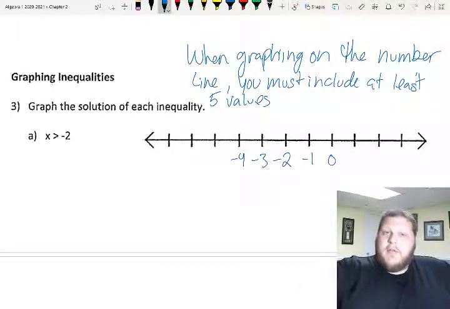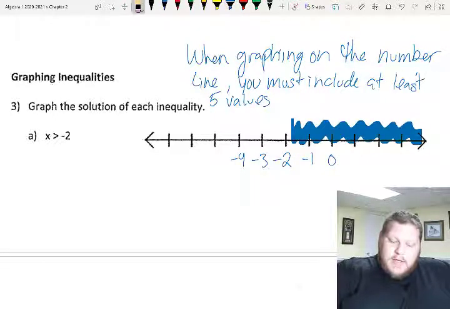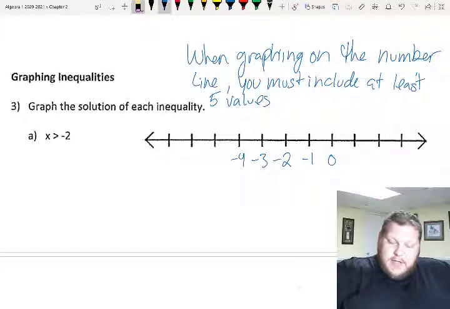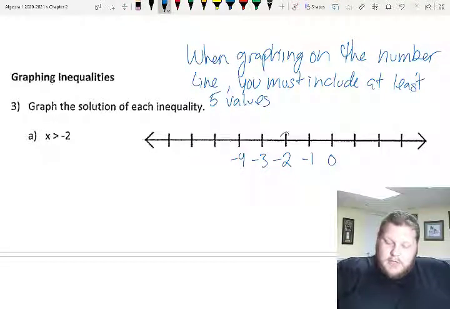If I'm going to graph this boundary, if I'm going to talk about all of the x values that are bigger than -2, that's going to be all of these values over here to the right. Now, there's a lot of different ways that you can indicate this. I'm going to show you how I do it, not using the squiggly highlighter. But the way that I do this, at the boundary, so at that number where it changes from answers to non-answers, you're going to put a circle.